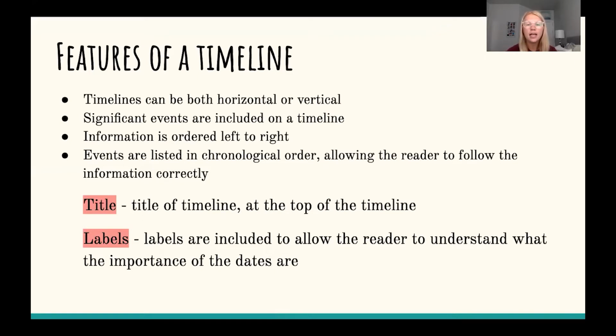The title of the timeline is normally at the top of the timeline, and labels are included to allow the reader to understand what the importance of the dates are. So labels can be thought of as captions. Labels are there to allow us to understand what exactly occurred on that certain date.